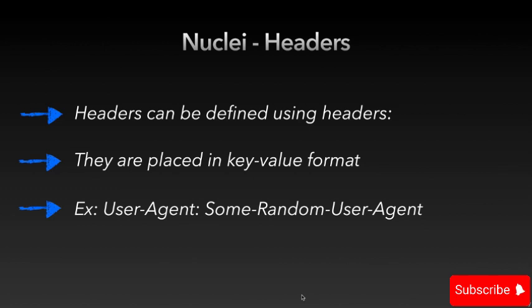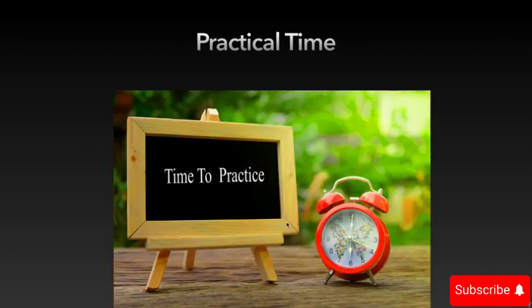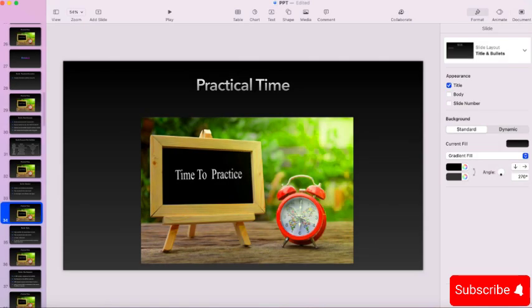Headers can be defined using headers: they are placed in a key value format. That means an example header should look something like this, which is user-agent: some random user agent. You can specify as many headers as you want in a specific request. And we know that while we are testing for specific vulnerabilities, modifying these headers can be super useful as well. So it's practical time, and let's see how you can do it.